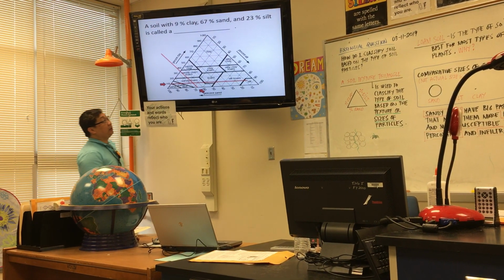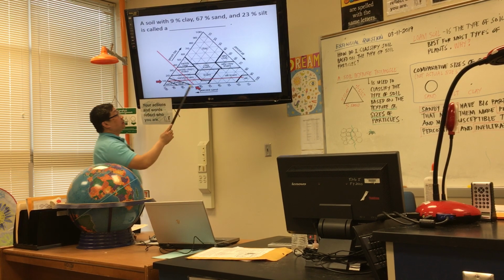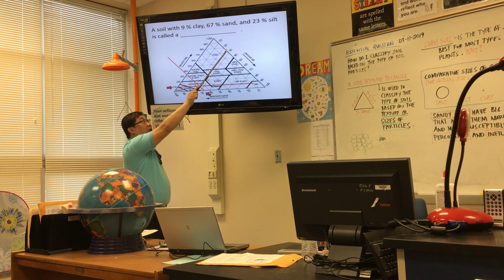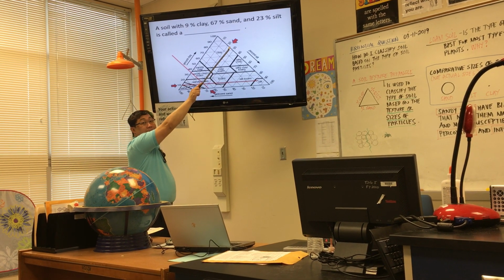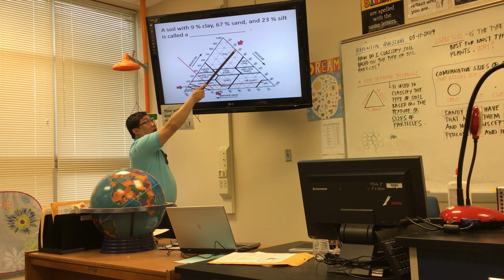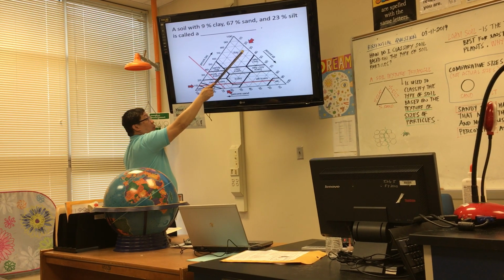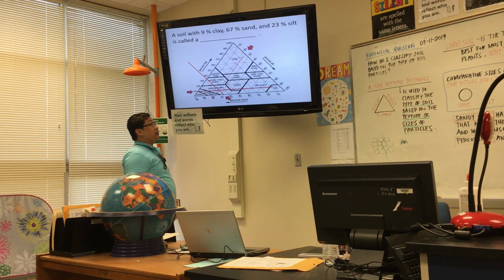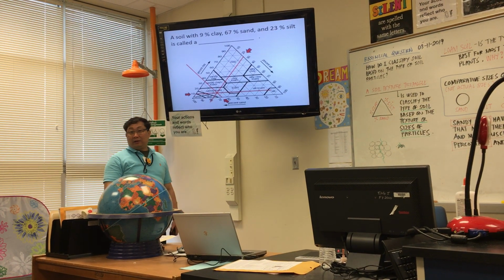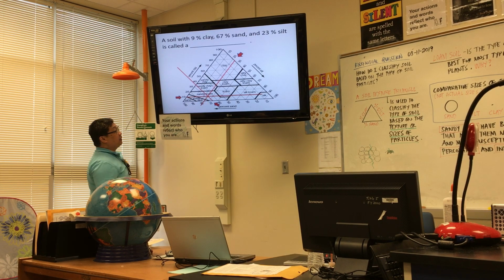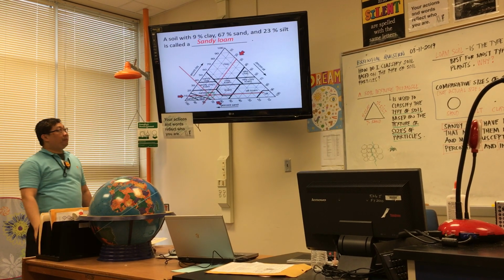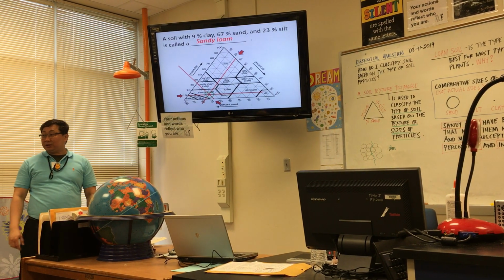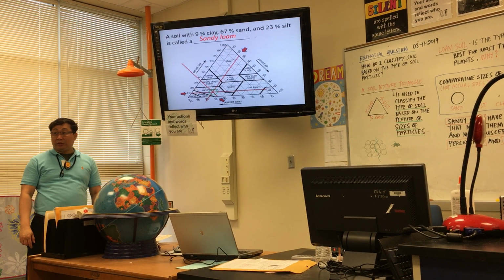And then, the third one, 23% silt. Silt is right here. And 20 is here, 30 is here. So, 23 should be somewhere there. And then, I have to draw a line going downward diagonally because I have to make it intercept here. So they intercepted here, which makes the example a sandy loam. Okay? So this is how we use the soil texture triangle.